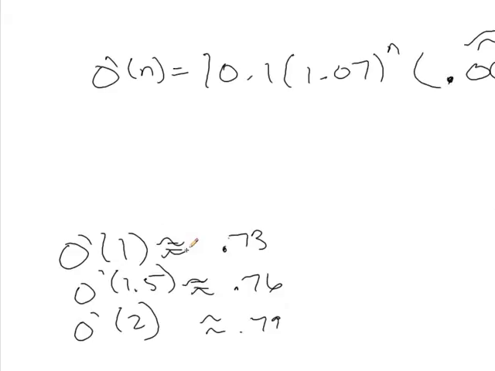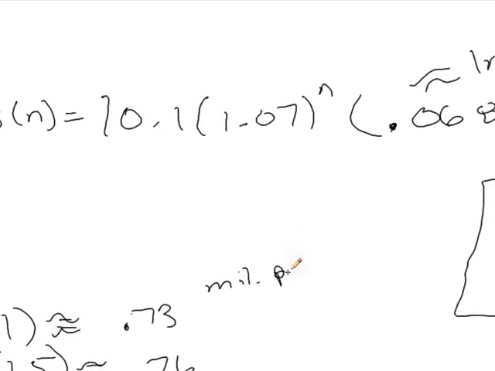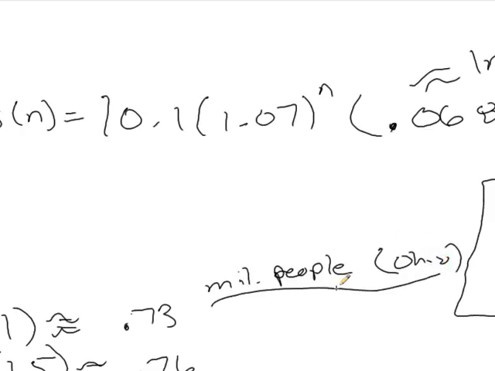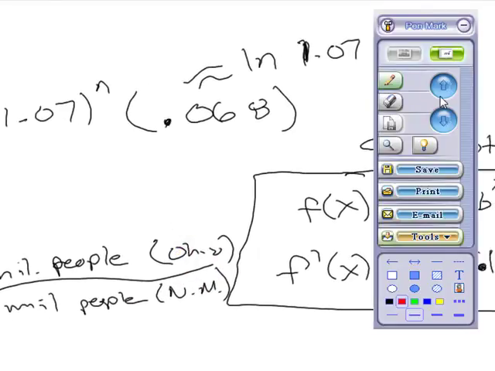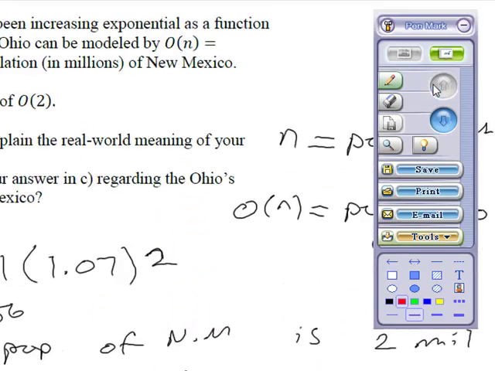Now, what are these units? These are millions of people in Ohio per millions of people in New Mexico. So what's happening here? And I think Part C wants us to address that.